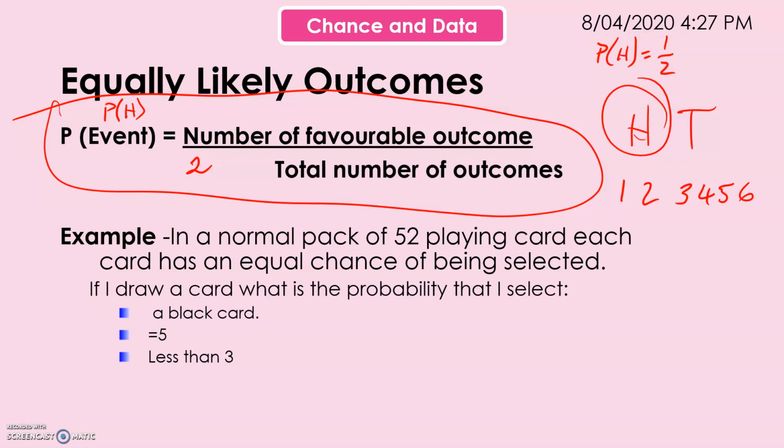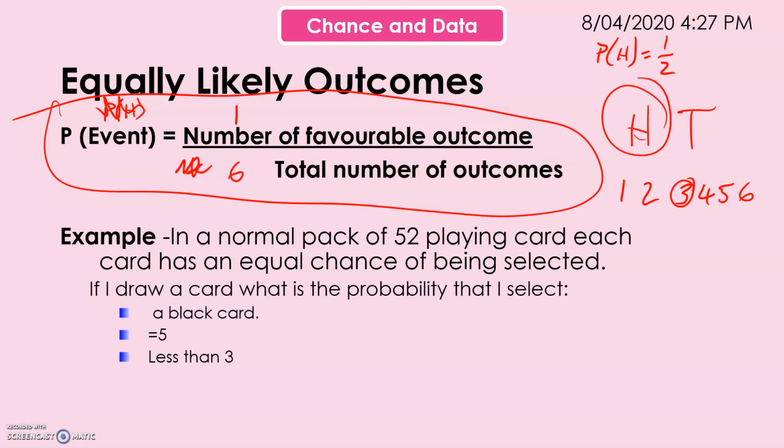Whereas if I roll a dice, the probability of getting a 3 is out of 6, and only one of those is a 3. So you end up with 1 out of 6. And that's basically it. You work out how many things there are in total, how many of them are favourable, and that's your probability. So in our example, we're going to look at a normal pack of 52 playing cards.